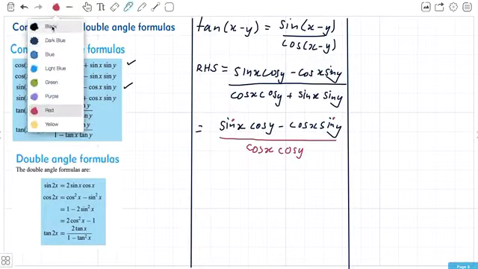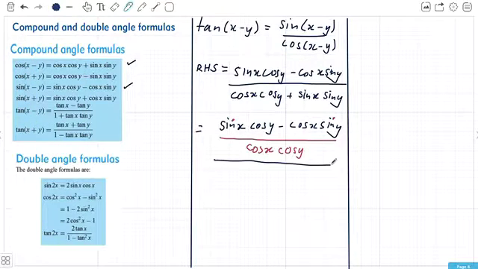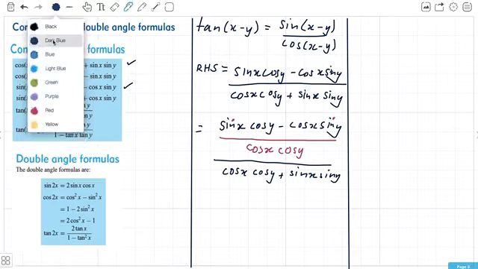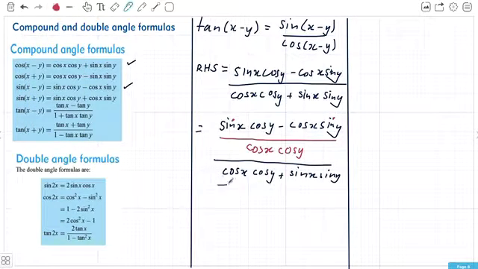And let's write down the rest of what we had. We had the rest of this line. Now when you're dividing, you have to divide the top line and the bottom line by the same thing. So again, I'm going to divide the bottom line by cos x cos y. Now this looks really ugly at the moment. Okay, it is going to look nicer.